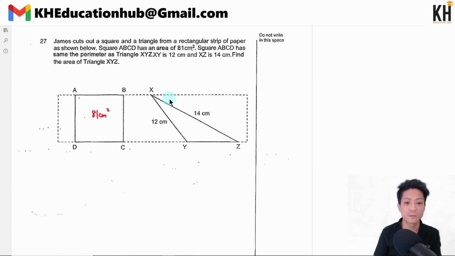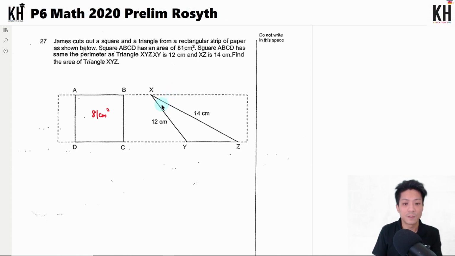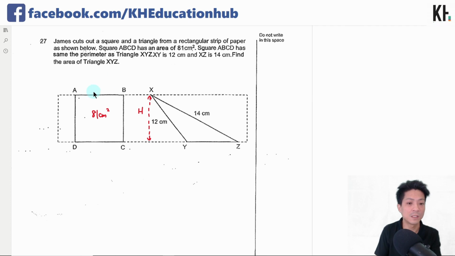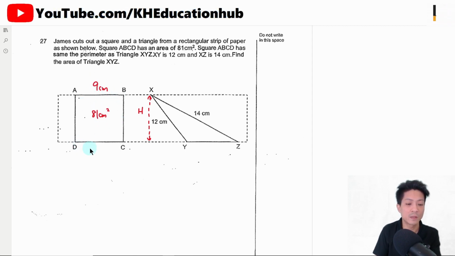Okay, so if I need to find the area of triangle XYZ, I need to first find YZ. Then after that, using half times base times height, the next thing you have to realize is that this is the height, right? So the first thing you need to figure out is the side of the square. If this is 81 square cm, this will be 9 cm, and this will also be 9 cm. 9 times 9 will give you 81.